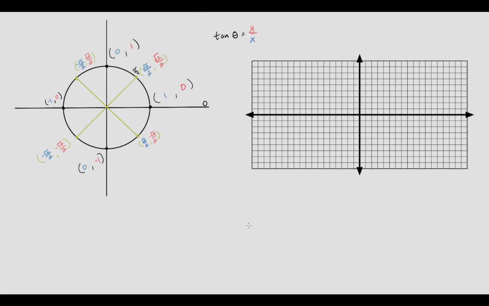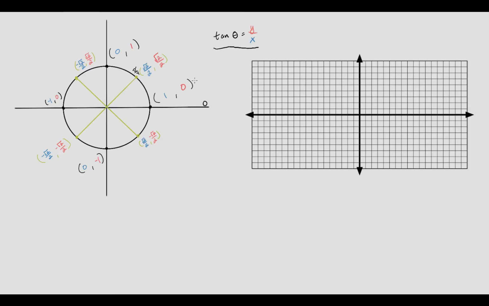Here we're going to learn how to graph a tangent parent function. One of the things to keep in mind with tangent is that if we compare it to our unit circle here, we see that tangent is just equal to y over x. I went over that in a previous video. So let's go ahead and just calculate our tangent values for these different points.